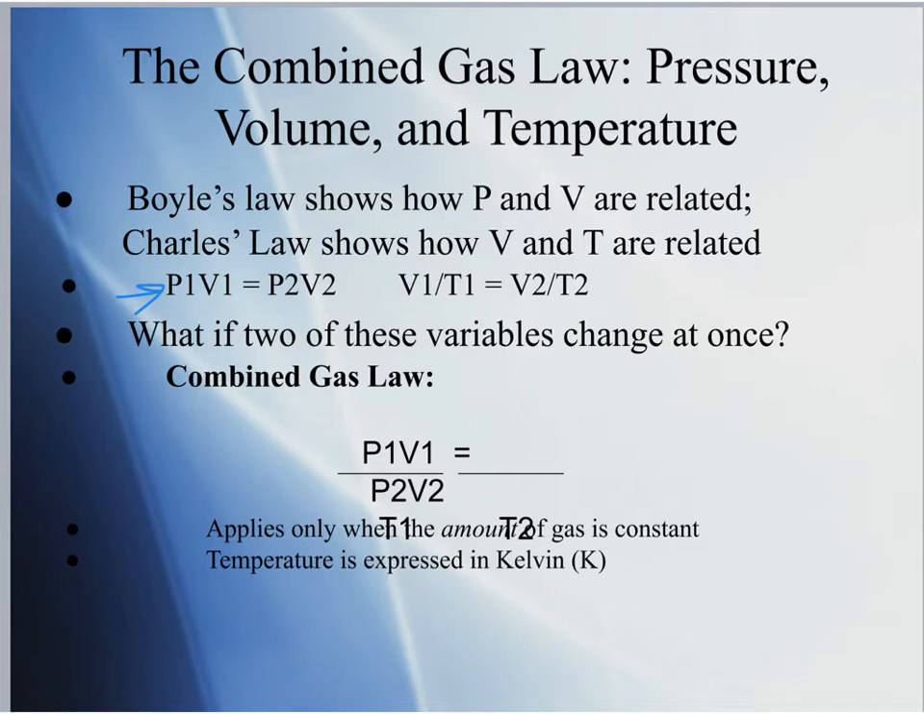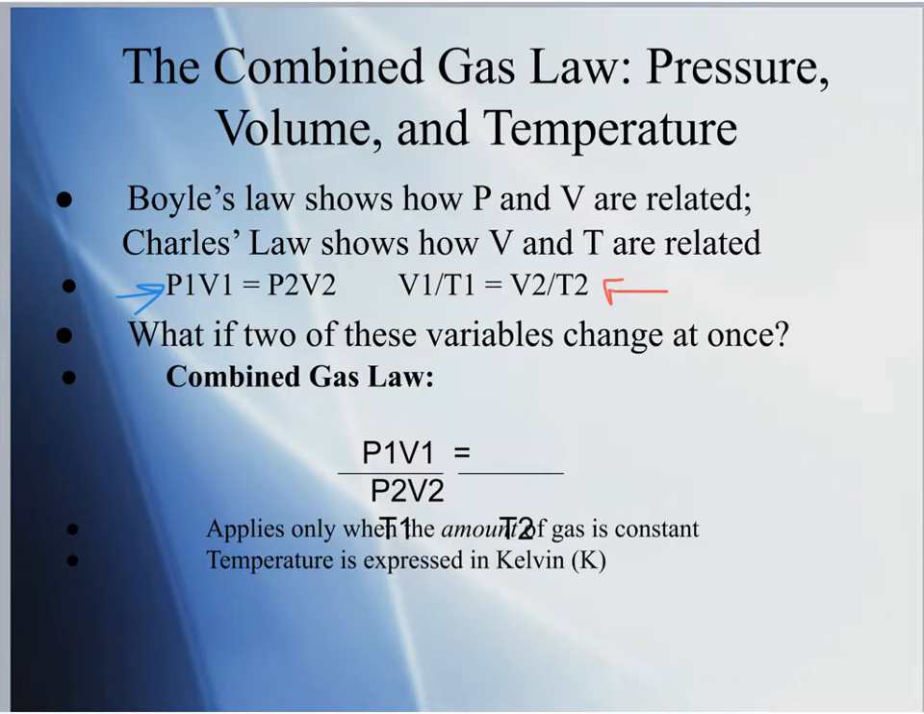We also saw in the last lecture, Charles has a law about gases as well. He took a look at volume and temperature, and he found that they're directly related. So if you have an increase of temperature, you're going to increase the volume. If you have a decrease in temperature, you'll decrease the volume. And that is depicted with this one right there. So V1 divided by T1 equals V2 divided by T2.